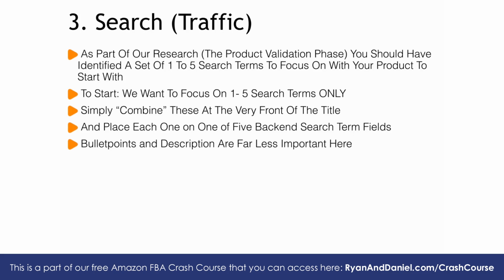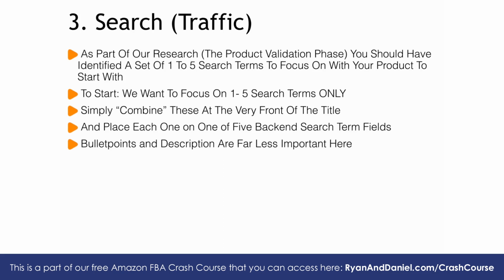So for search or traffic, as part of our research or the product validation phase, you should have identified a set of 1 to 5 search terms to focus on with your product to start with. We covered this earlier here in the crash course. To start, we want to focus on 1 to 5 search terms only with the product. This is very important. Simply combine these at the very front of the title and place each one on one of 5 backend search term fields.